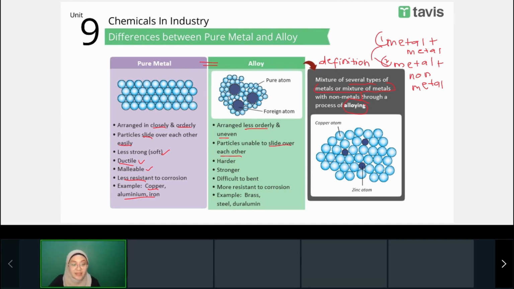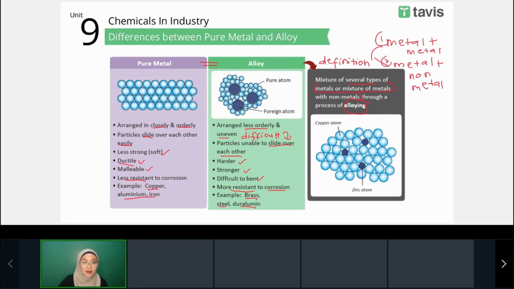That makes it difficult to slide with each other. When it is difficult to slide with each other, it is very difficult to shape, harder, stronger, difficult to bend, and more resistant toward corrosion, not prone to rusting. Okay, the examples: brass, steel, and duralumin. I give three examples that at least you should remember. There are a lot of examples of alloy in your textbook, but please at least remember three.